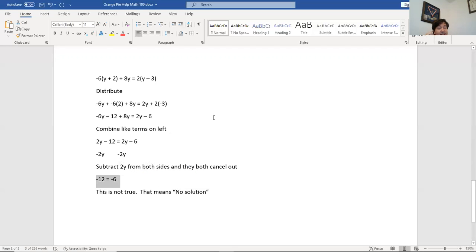Last time I checked, that is not a true statement. Those are two completely different numbers. So if you get something that is complete utter nonsense, where your variables drop out entirely, that means the answer is no solution. You can't pick a value for y anymore, because guess what? Y is up and gone. So there's no solution to that problem.